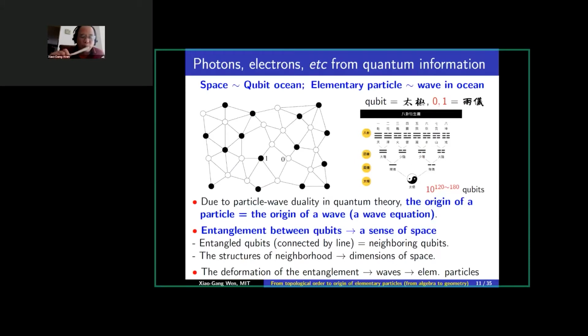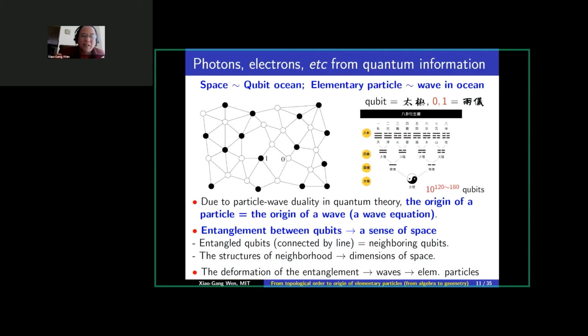So one point of view is the following. We say that space is a qubit ocean. Quantum information is qubits. A 0 and a 1 is a bit, and the quantum bit is a qubit. And we view space as an ocean of qubits, a collection of many, many qubits. That is quantum information. A collection of qubits is quantum information, and space itself is formed by this quantum information.